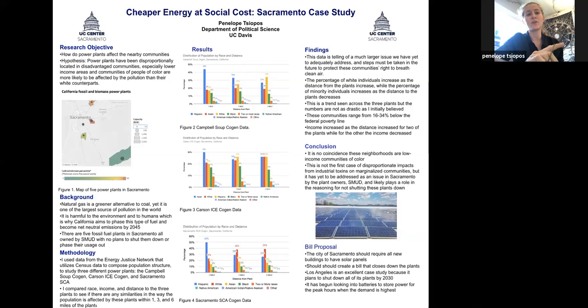On top of it, these communities range from 16 to 34% below the federal poverty line. This is not the first case of disproportionate impacts from industrial toxins on marginalized communities, but it is yet to be addressed as an issue in Sacramento by the plant owners, SMUD. Steps must be taken in the future to protect these communities. I recommend Sacramento introduce legislation that requires these power plants to shut down and follow suit with Los Angeles's path and begin their transition to clean and renewable sources for the benefit of the community, and in correspondence with California's 2045 goal of becoming net neutral emission.